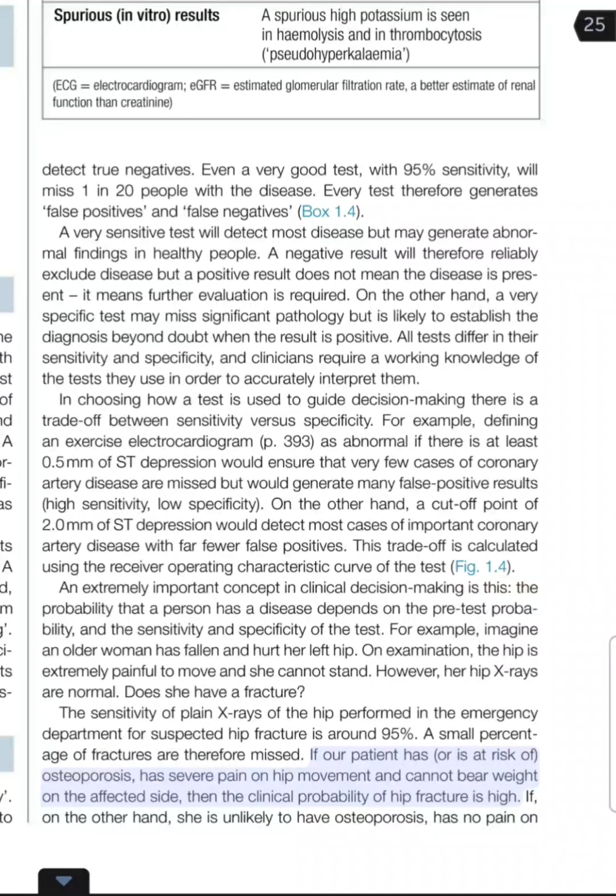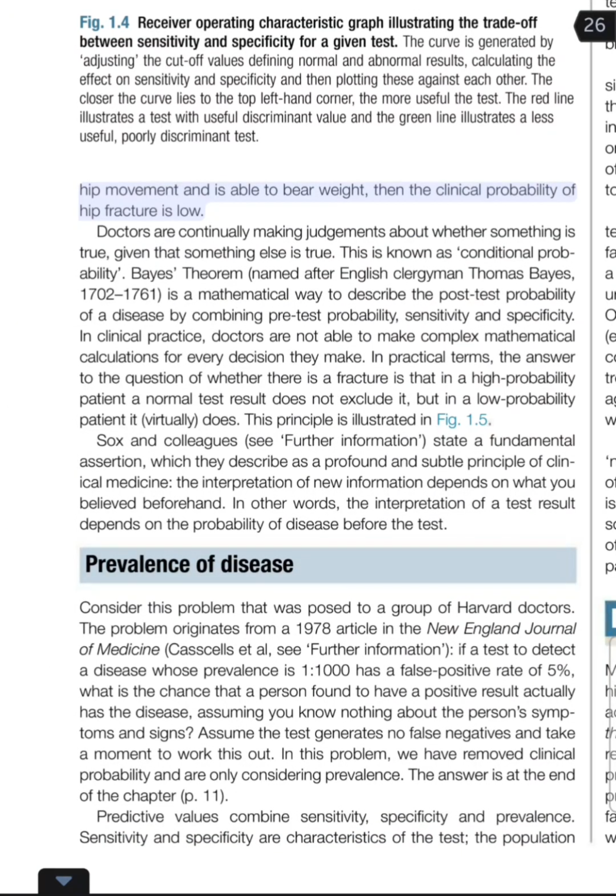If our patient has or is at risk of osteoporosis, has severe pain on hip movement and cannot bear weight on the affected side, then the clinical probability of hip fracture is high. If, on the other hand, she is unlikely to have osteoporosis, has no pain on hip movement and is able to bear weight, then the clinical probability of hip fracture is low.